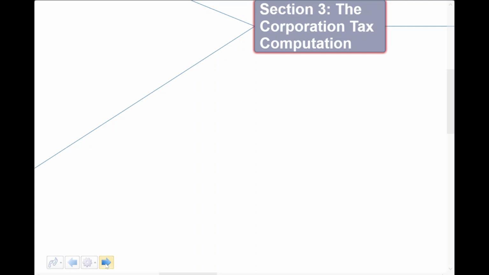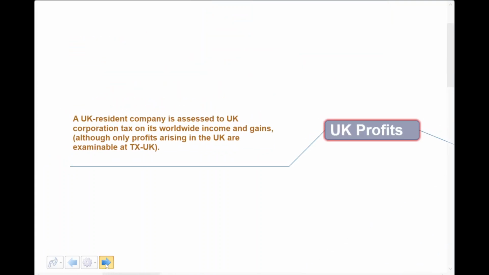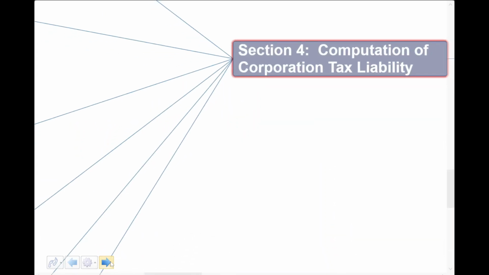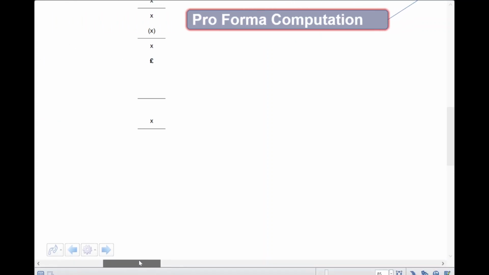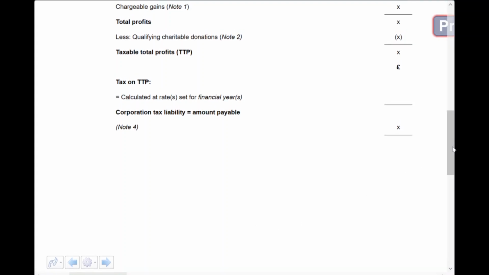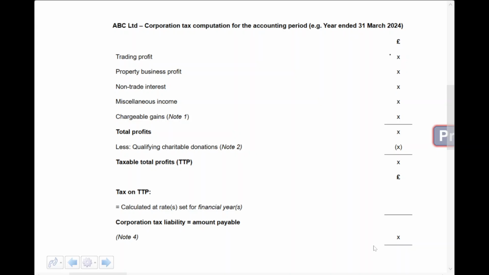Now, in terms of the computation itself, as mentioned, UK resident companies are assessed to UK corporation tax on their worldwide income and gains. Now, for TX UK, we know that we're not going to have any overseas income. Don't worry about it. But in terms of a definition, this would be the definition. Outside of that, the computation itself, let me just go back a little bit, bear with me one second. I've got a lot of information on this particular page, so I want to make sure that you can see this.